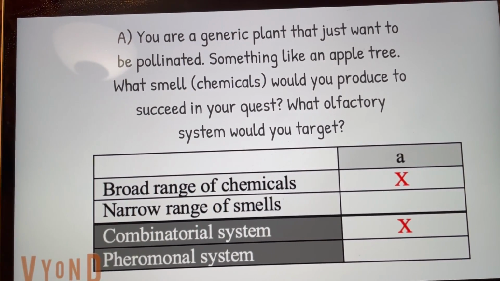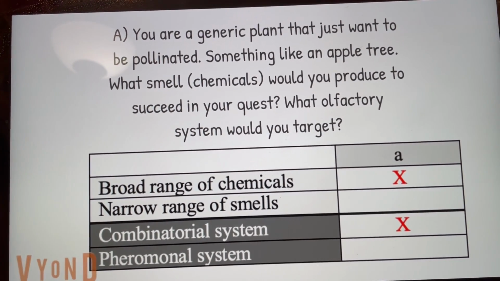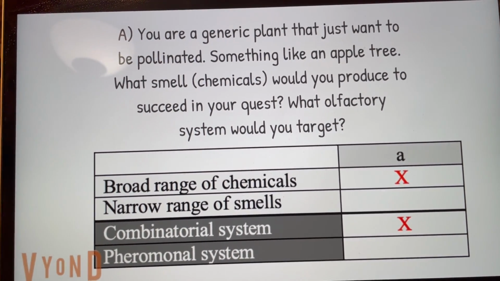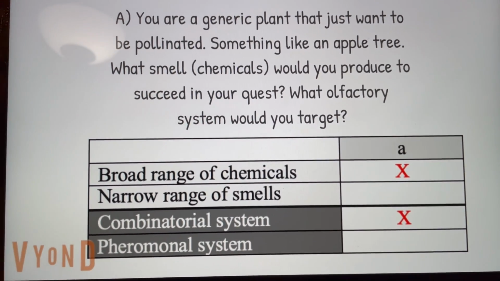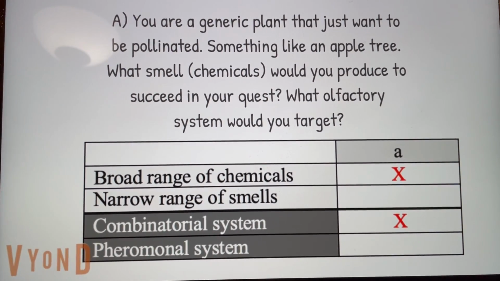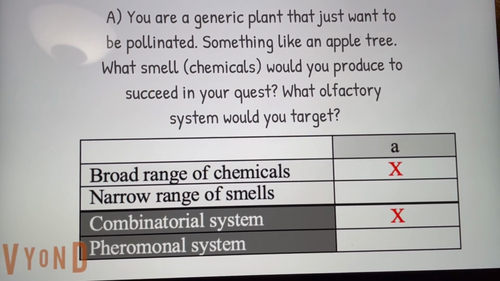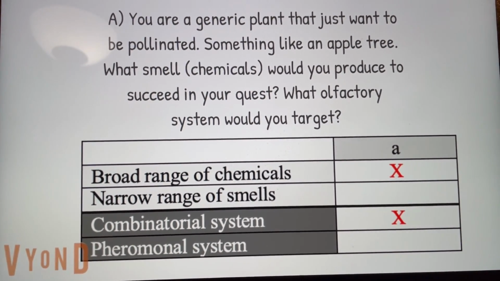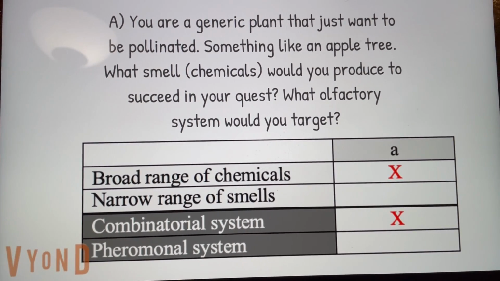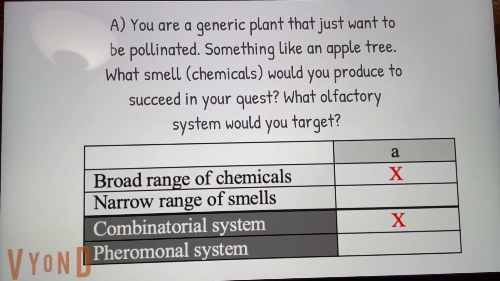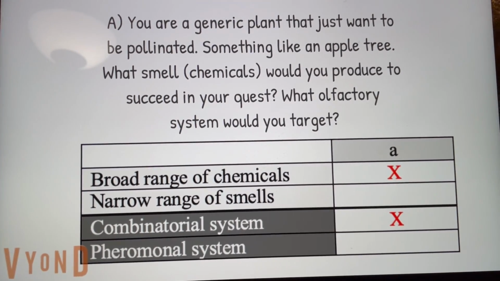The answer is a broad range of chemicals and the combinatorial system. The reasoning behind this is that the apple tree is trying to get pollinated. It is not focused on one type of species, so it needs a broad range of chemicals in order to attract any insect. And you would use the combinatorial system because it doesn't have to be specific to one chemical.